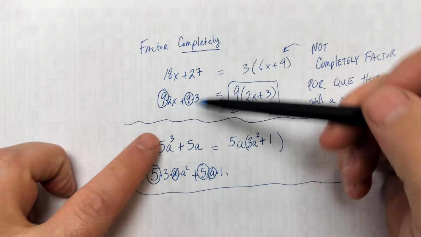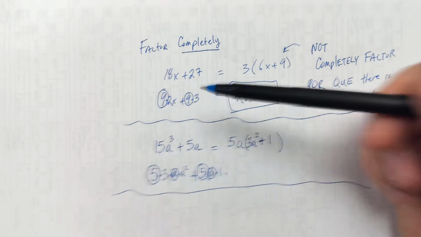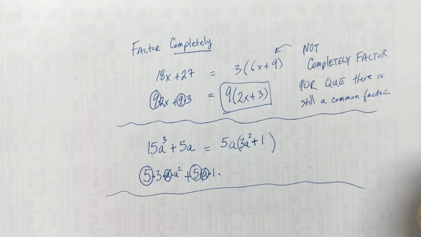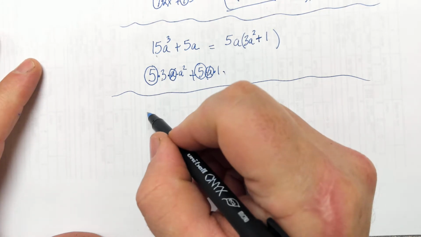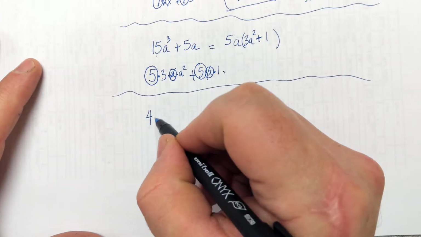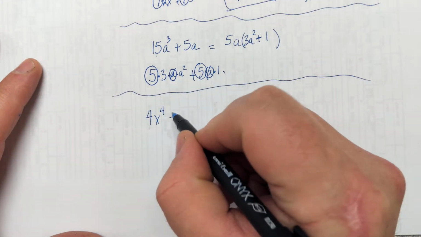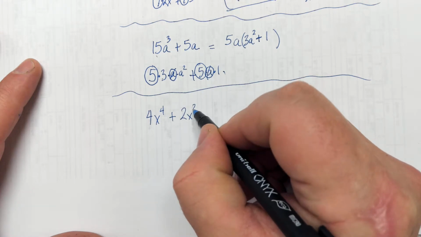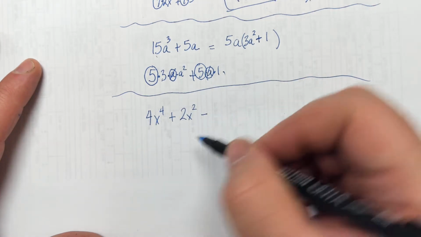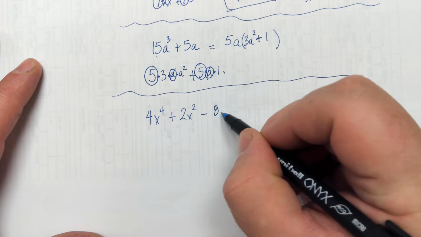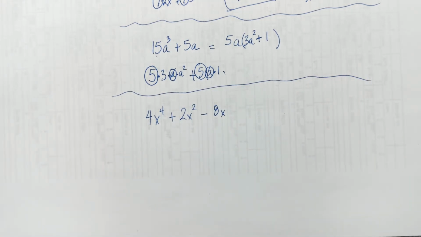Both of these examples we did with just 2 terms, but it doesn't matter how many terms there are. There could be 5 terms, 4 terms. I think the most we're going to see is 3. So let's try this one. Let's do 4. 3 terms. I think that's the most we'll see for this class.